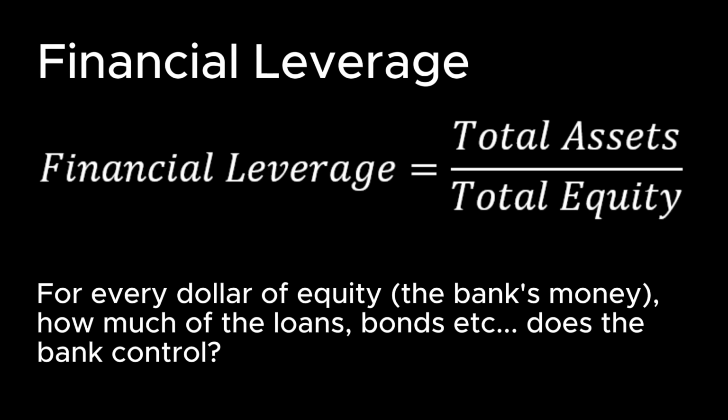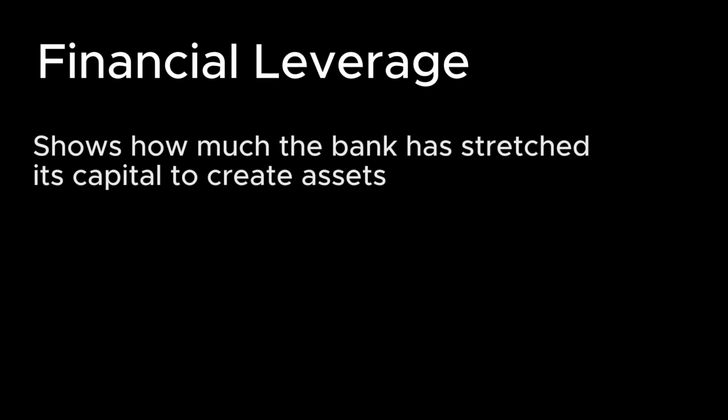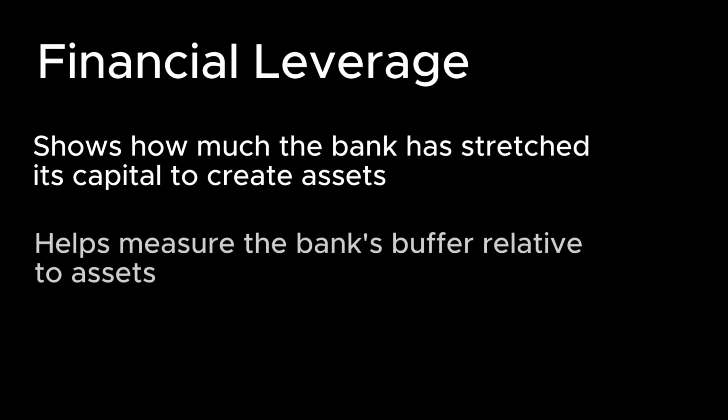Now, this ratio is useful for evaluating the safety of financial institutions for the following reasons. First, it shows us how much a bank has stretched its own capital to buy or create its assets. The higher the ratio, the riskier the bank's business is. Second, the financial leverage ratio helps us measure the buffer a bank has in terms of the value of its assets. For example, if a bank has a leverage ratio of 10, it means they have $10 of assets for every $1 of equity. This tells an investor that if the value of the bank's loans drops by just 10%, then the entire equity is wiped out. This is the most direct way of seeing how much of a safety cushion the bank has.